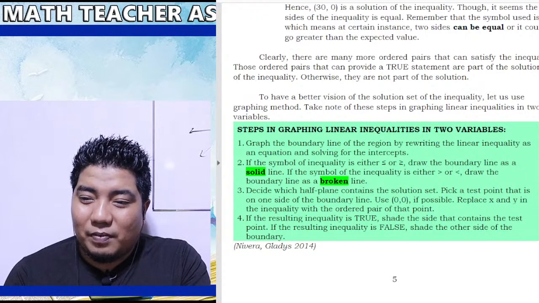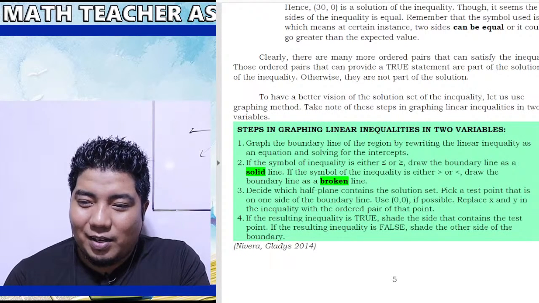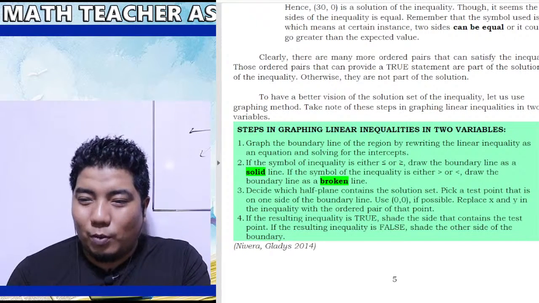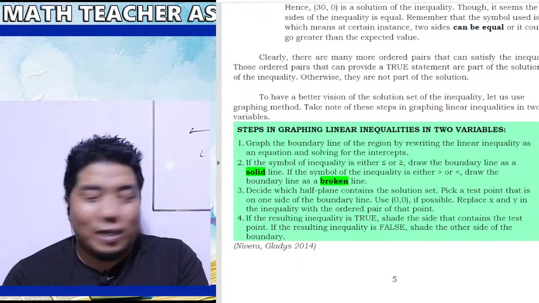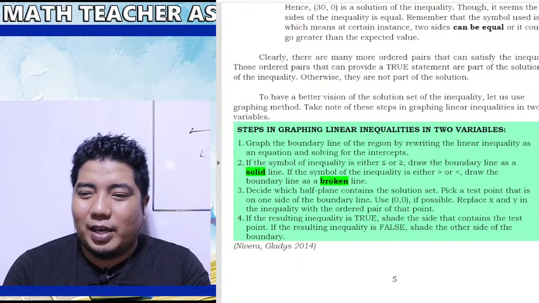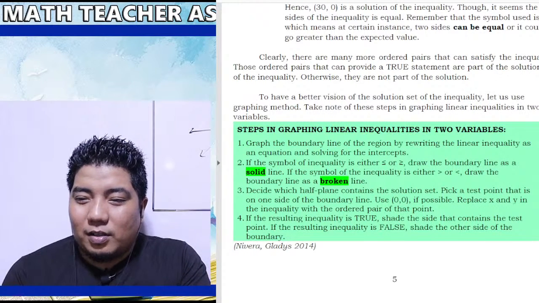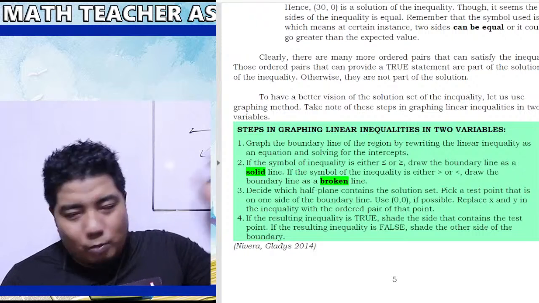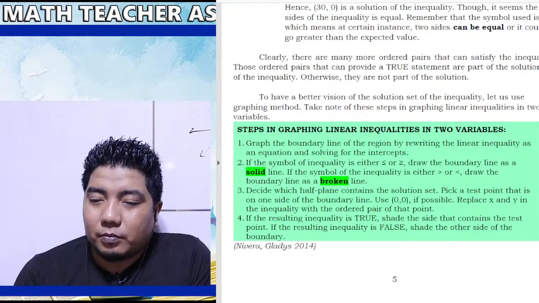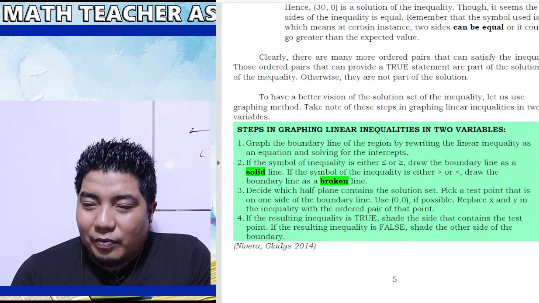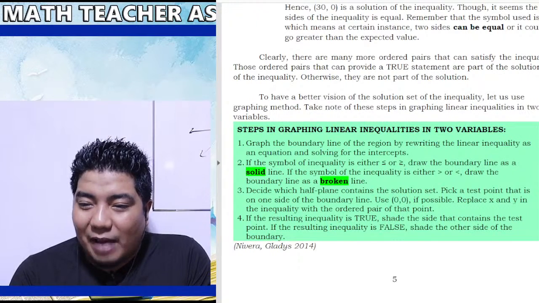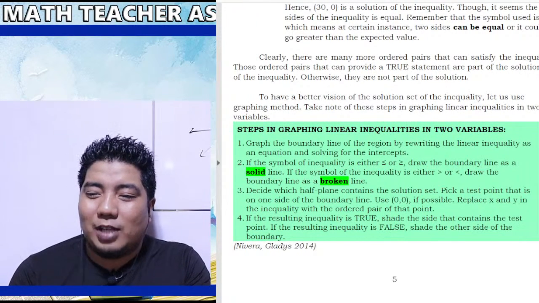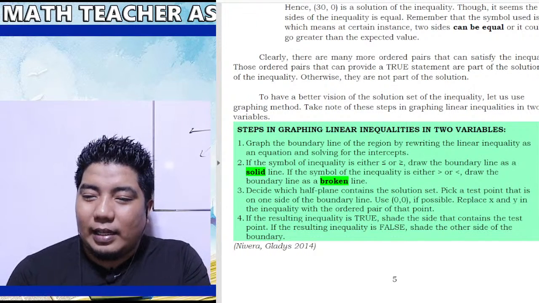Then, number 2. If the symbol of inequality is less than or equal to or greater than or equal to, draw the boundary line as solid line. Yun yung sabi ko kanina. Kapag hindi naman, kapag greater than or less than lang, then you use the broken line. And then we have number 3, decide which half plane contains the solution set. Pick a test point. Titingnan mo kung ano yun.